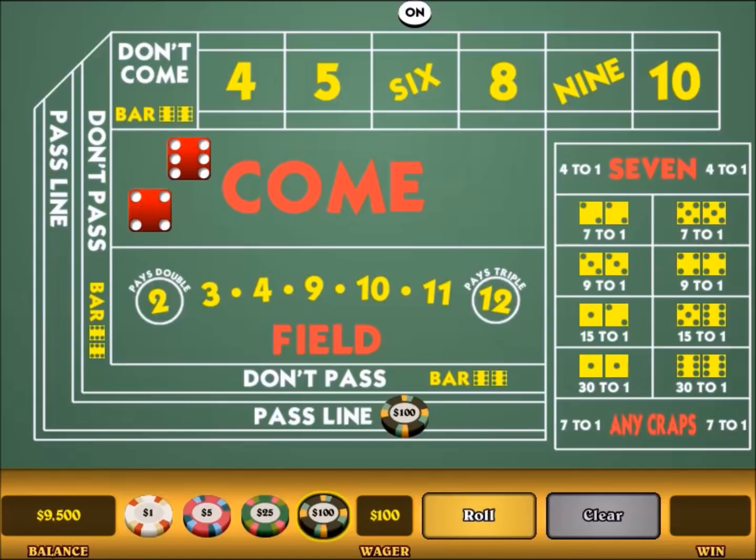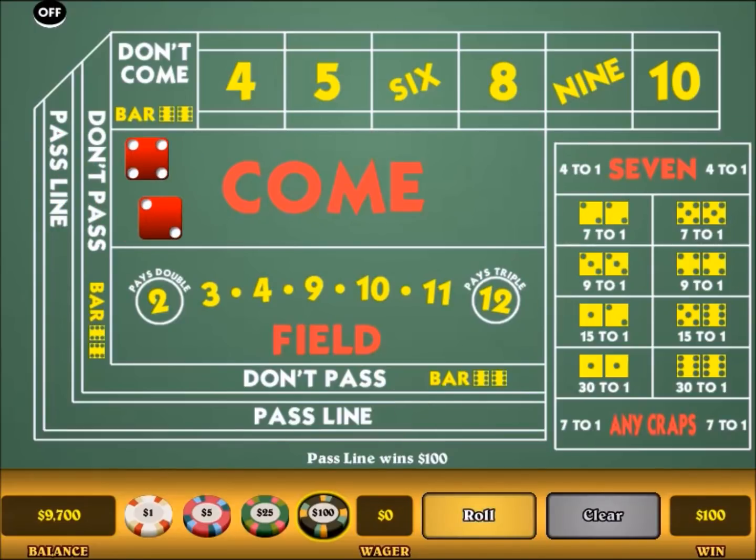It's a 10, nothing happens. It's a 9, nothing happens. Again, the only rolls where something happens at this point is on a 6 or a 7. An 8, nothing happens. 4, 9, 6, we win. We rolled a 6 before the 7. We won, even money, $100. So now it's a new come out roll.